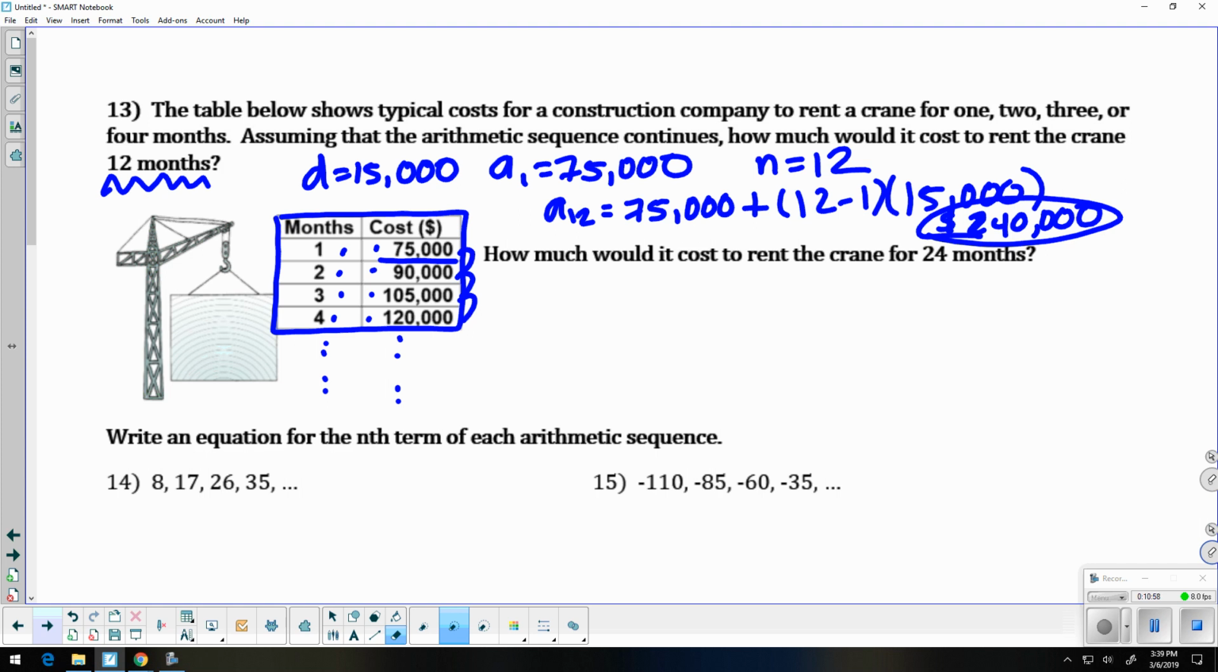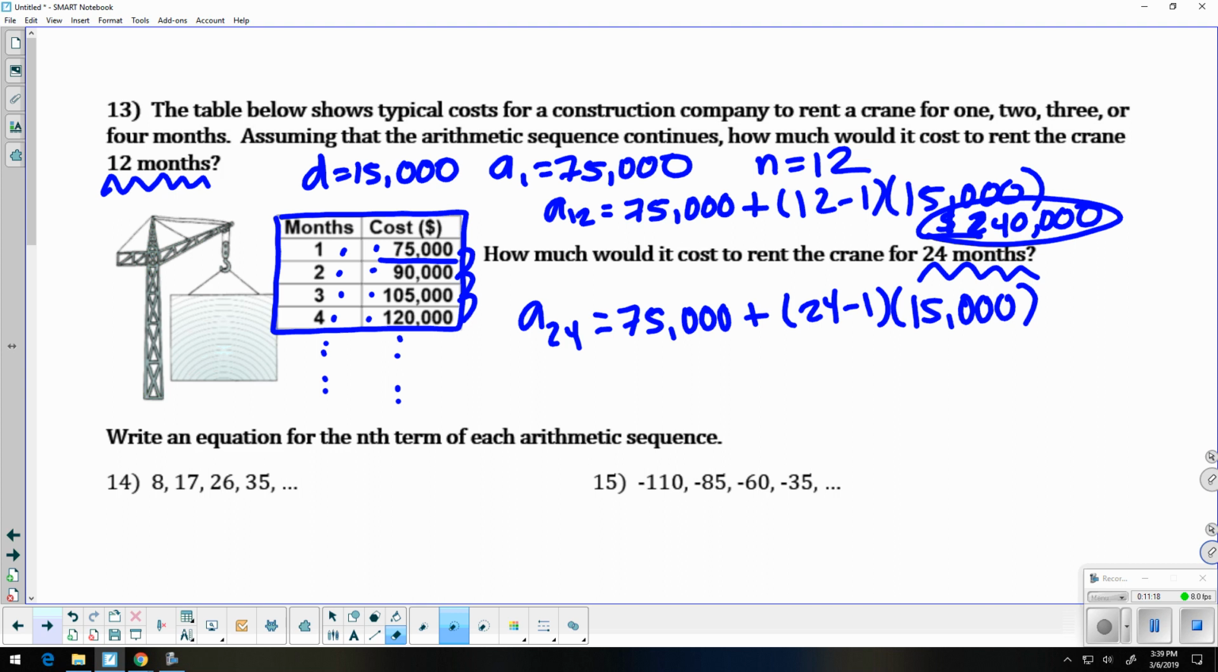And then same thing for the next one. We want to know how much it's going to cost for 24 months now. So the only thing we're changing really is N. N's going to be 24. So we want to know A sub 24, given again A sub 1 is 75,000 plus 24 minus 1 times D, which is still 15,000. So doing this calculation, you should come out with $420,000.